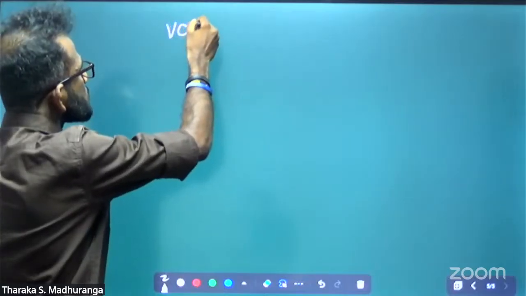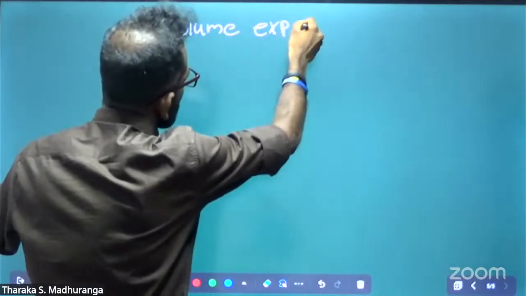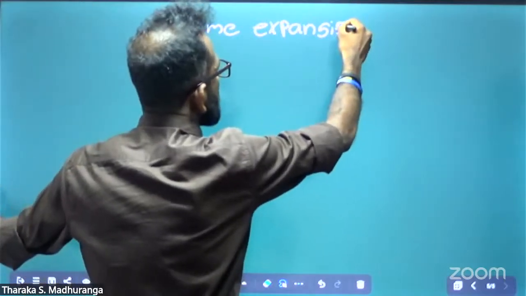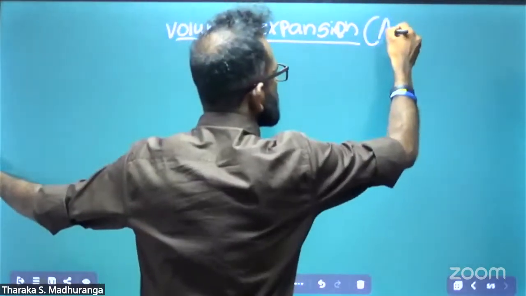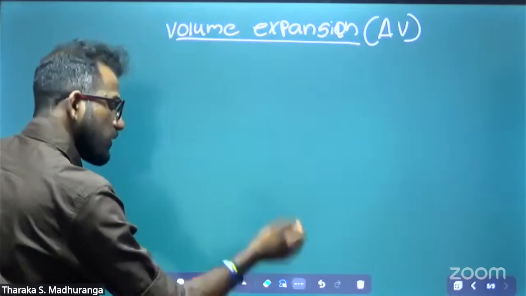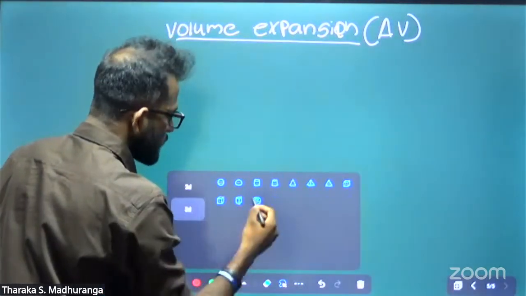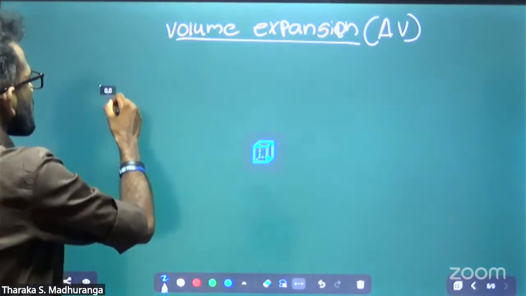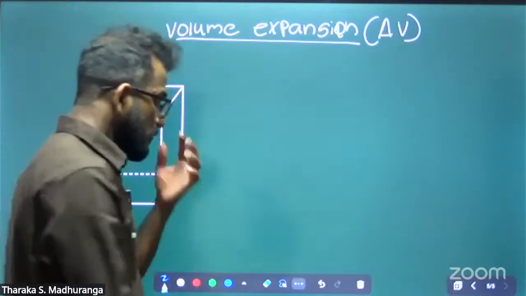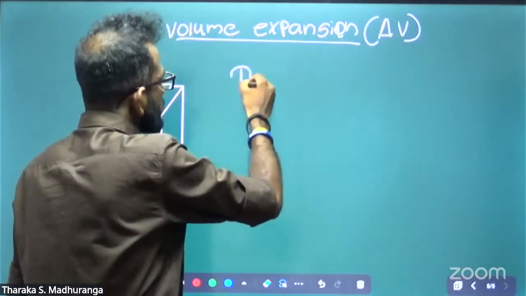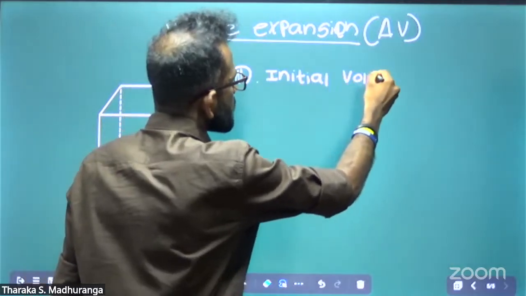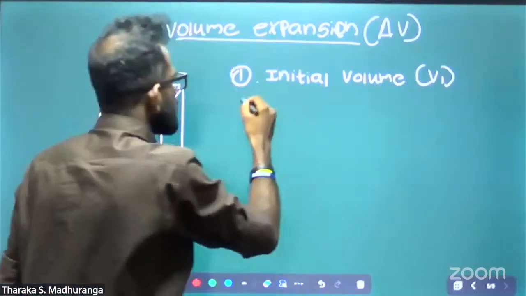The volume expansion. Actually, now I don't need to explain this. You can imagine everything. The volume expansion means delta V, the volume difference. Then, in volume, we mainly consider three dimensions, like this. 3-dimension objects. Similarly for volume expansion, there are three main factors affecting this. First one is the initial volume. The initial volume is V1.